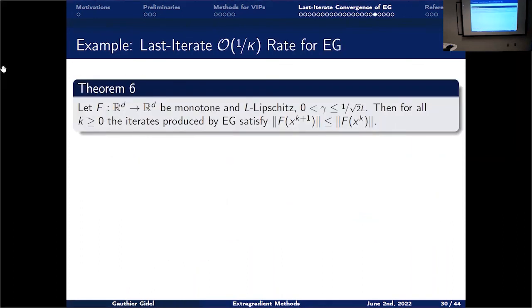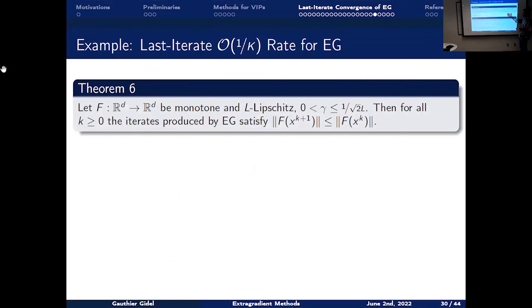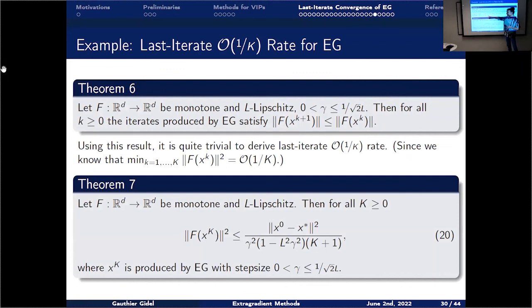So we ended up with this lemma that basically says that the norm of the vector field is decreasing. And once we have this, we have the result, because if you remember, we had the minimum iterate convergence, but since it's decreasing, the minimum is the last. That's over. So that's how we prove this.